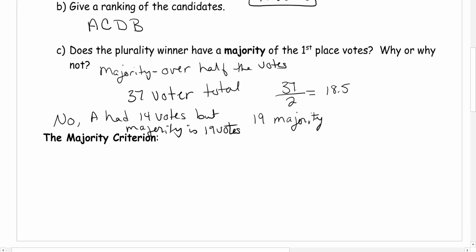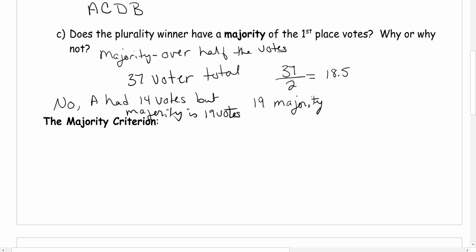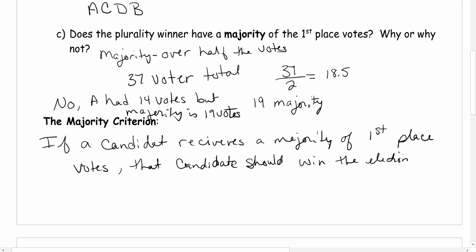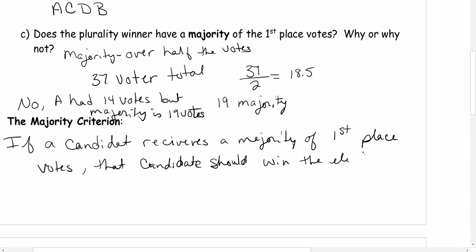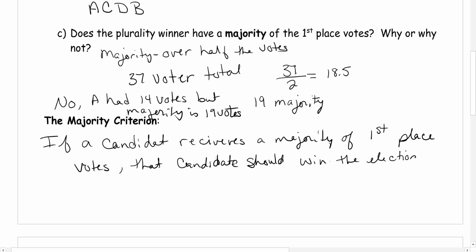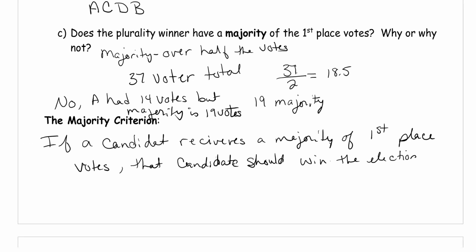This is something called the Majority Criterion, and the Majority Criterion says that if a candidate receives a majority of the first place votes, that candidate should win the election. When we go over some of the other sections, we will see that this does not always happen. Sometimes you can have a candidate that receives the majority of the votes, and using some other counting method, they will actually not win the election. Again, we'll see that in some other videos.